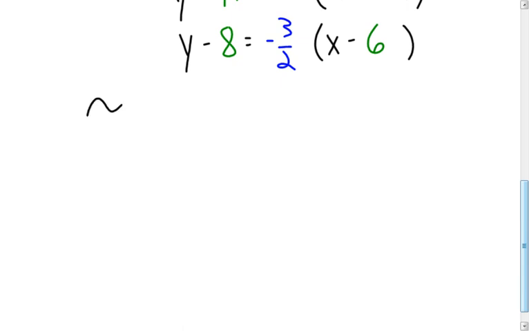So think of this as kind of something new here as far as coming up with standard form. Solve this equation as far as getting x and y on one side. I'm going to distribute to start.